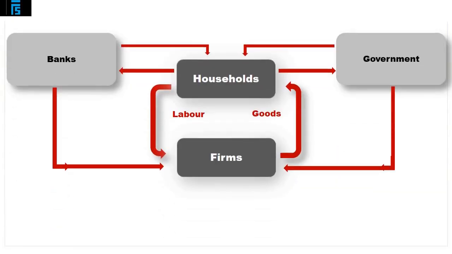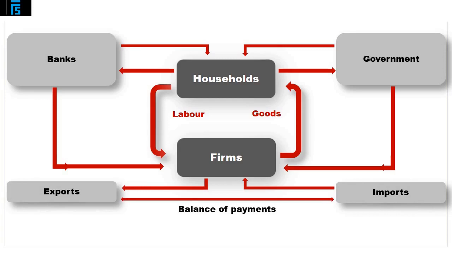Balance of payments. Balance of payments refers to the relative size of imports and exports. Given that we are focusing on movements of cash as opposed to goods and services, exports are an inflow to the circle, whilst imports are an outflow, as money is paid to overseas firms in return for goods purchased.